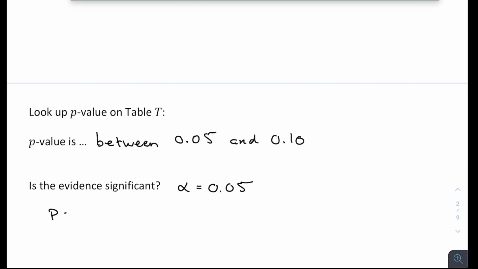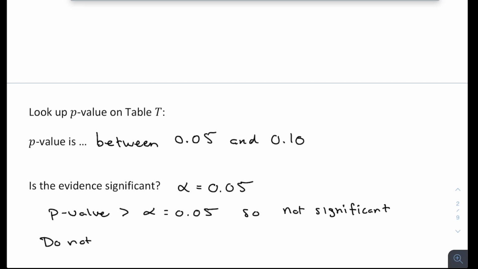Our p-value, we don't know its exact value, but we know it's between 5 and 10%, which means it's more than 5%. So not significant. Remember, we have too large a p-value. It's too likely. We're not going to reject the null hypothesis. Do not reject the null hypothesis. Do not conclude the alternative. Those are the same thing. If you can't reject the null hypothesis, you can't conclude the alternative.